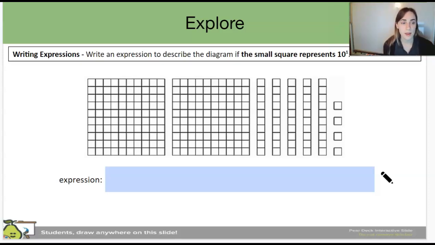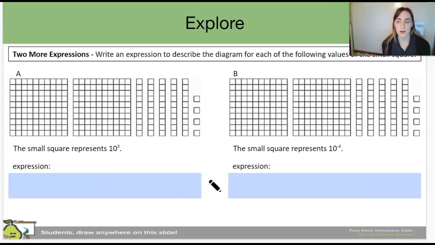So when you think you have an expression that represents this diagram, if we think of the small square as 10 to the first power, we're going to move on to slide E and think similarly about new diagrams. So on slide E, we're going to look at two more expressions and write an expression to describe the diagram for each of the following values of the small square. So the diagram is the same, but in A, you need to think about the small square representing 10 to the third power. And in B, you're thinking of the small square as representing 10 to the negative fourth power. So take some time to come up with your expressions.